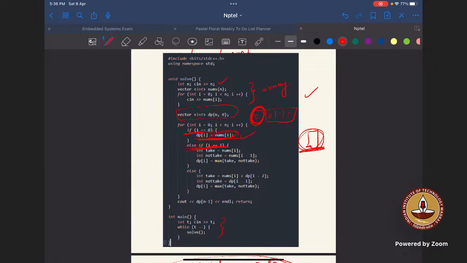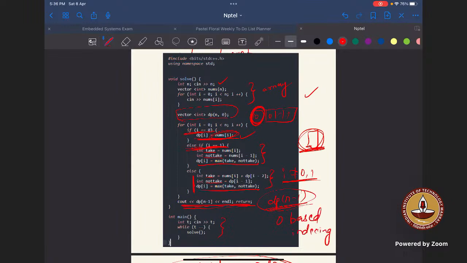And if i is equal to 1, we take two cases where we pick or we don't pick, and we consider the maximum. And else, if i is not equal to 0 or 1, then again we take two cases, either we pick or we don't pick, and we take the maximum of these. And finally we print the answer DP of n minus 1. Here DP of n minus 1 is the final answer because we have considered zero based indexing.